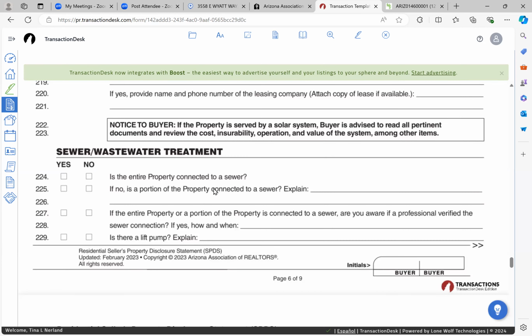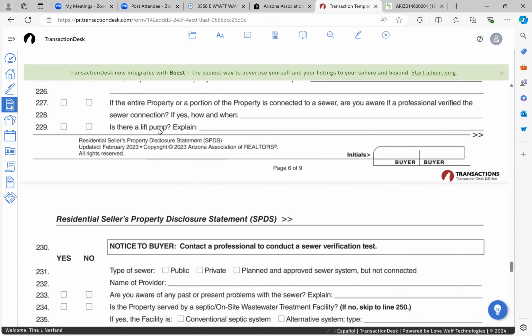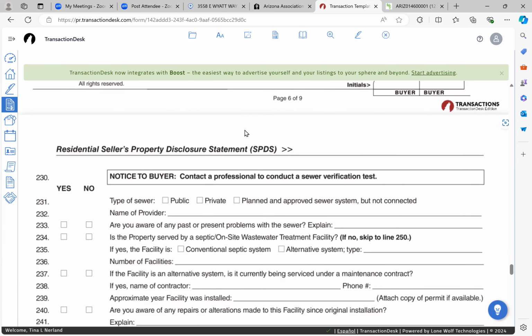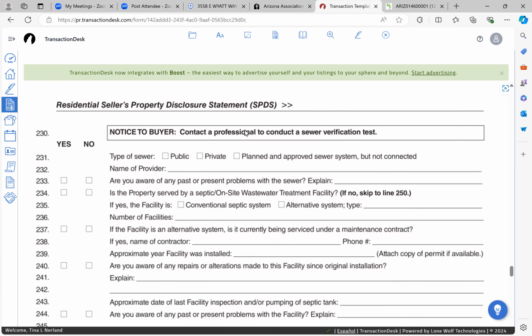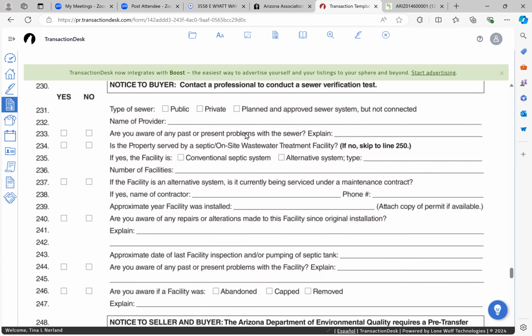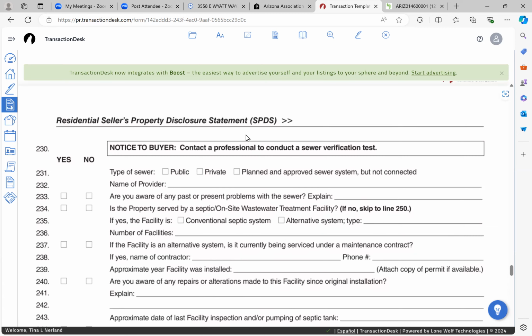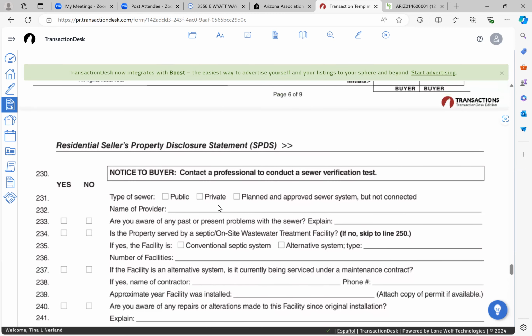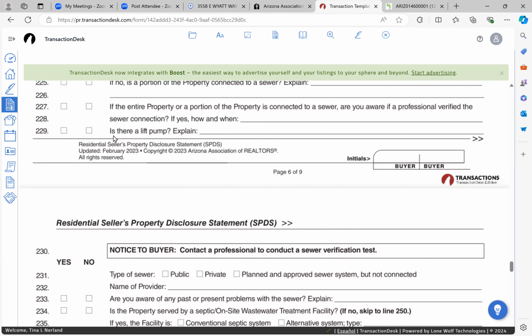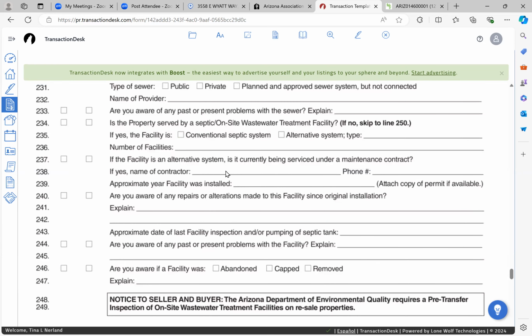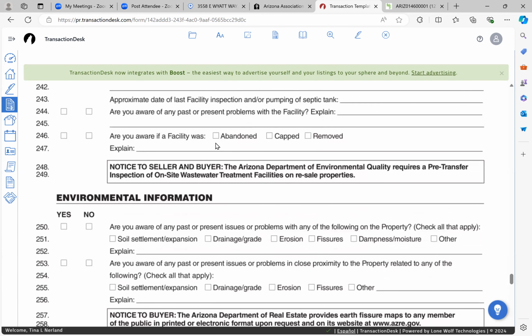Okay. I have no idea what a lift pump is, but it has something to do with septic. Let's see. Maybe it doesn't have to do with septic. Septic's here. A lift pump. I will look that up. I just don't know what it is.